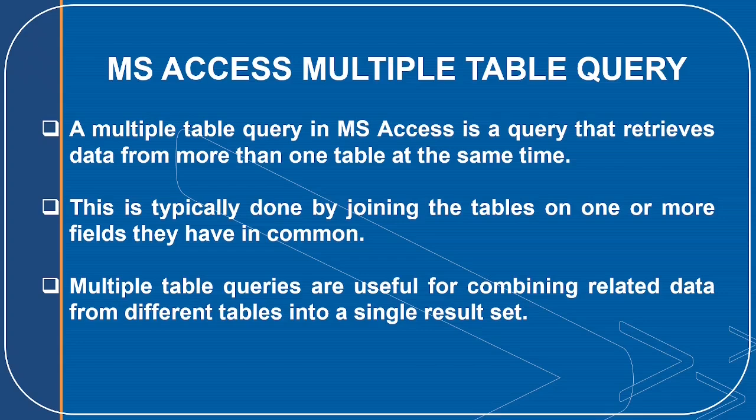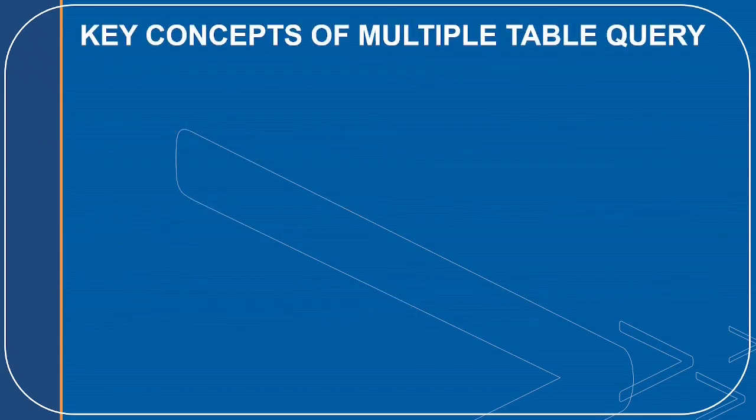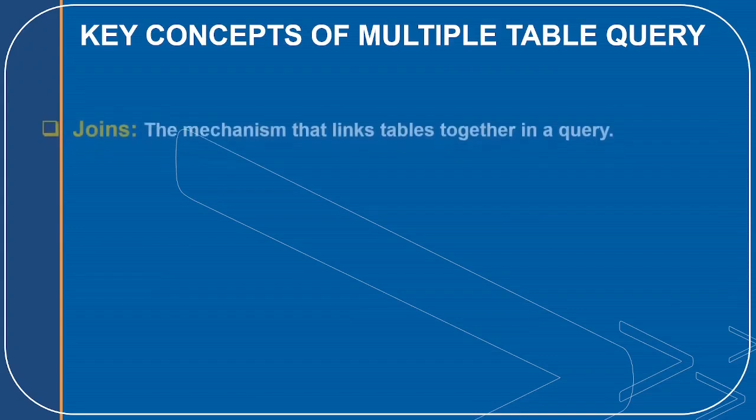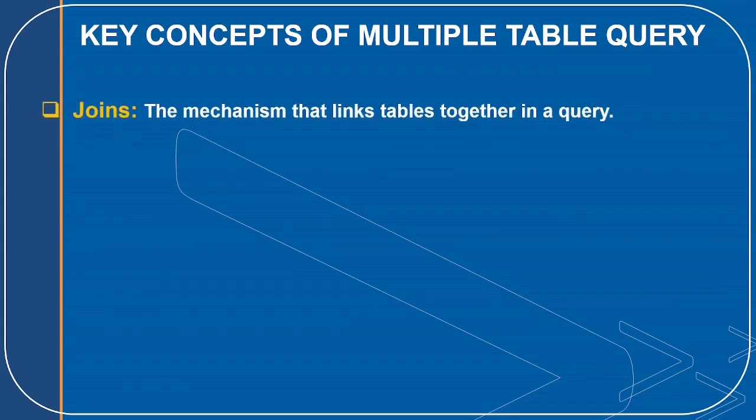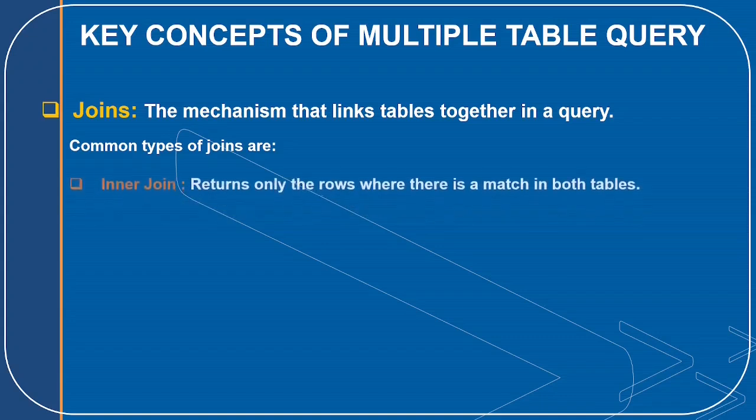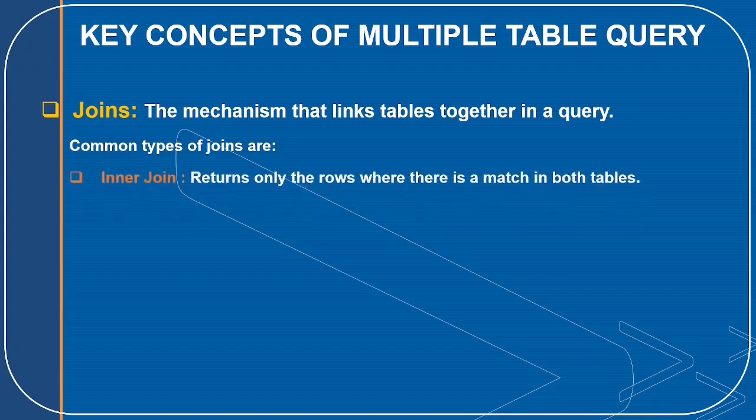These are the key concepts of multiple table query. Joins between the tables. This is the mechanism that links tables together in a query. These are common types of joins. First one is the inner join. This join returns only the rows where there is a match in both tables.